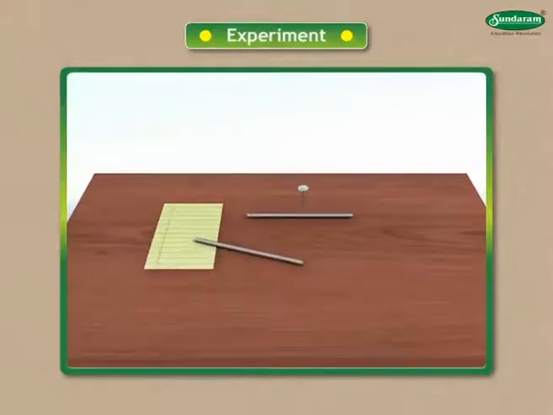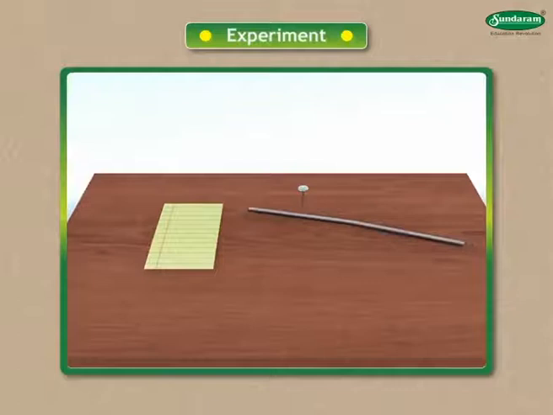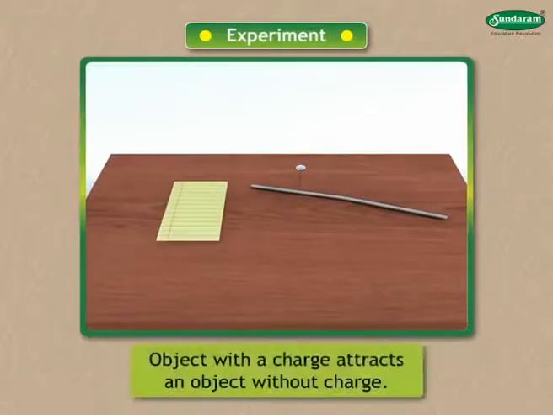Now, rub the other piece on a paper. Bring that piece near the one fixed on the table. The two ends are attracted to each other. This shows that an object with charge attracts an object without any charge.